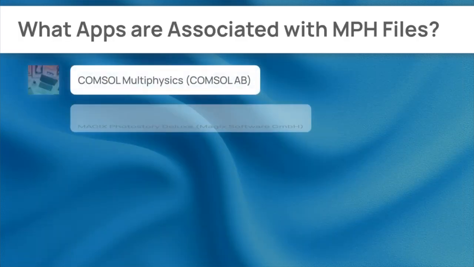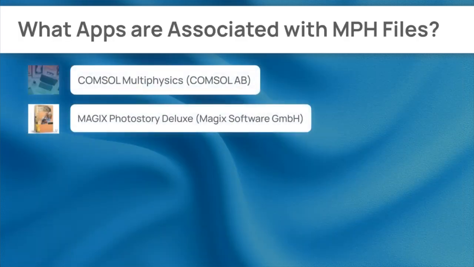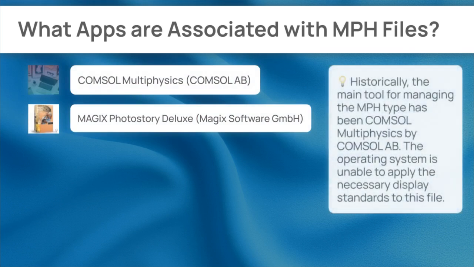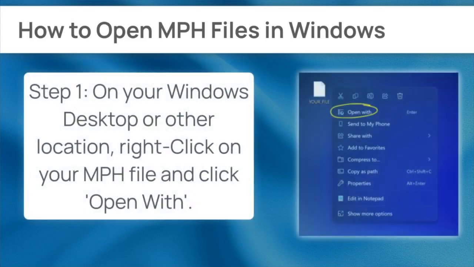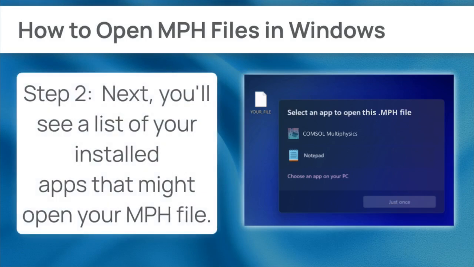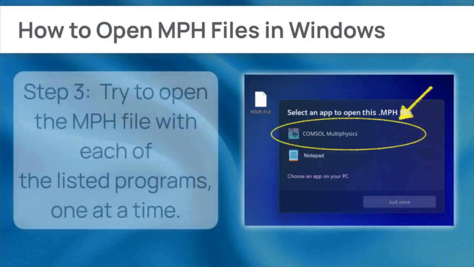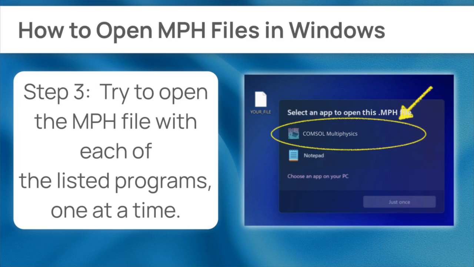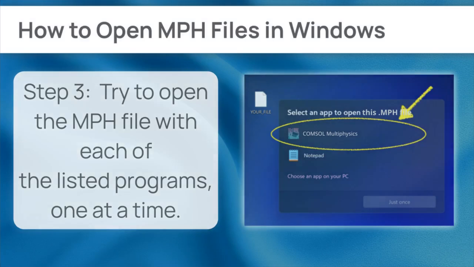The software default for the MPH file type is the solution provided by COMSOL AB's COMSOL Multiphysics. The operating system is unable to apply the necessary display standards to this file. Windows gives a basic description, but understanding the stored data requires compatible tools. Your reliable first step is the Open With action. Right-click the MPH file and select Open With. If COMSOL Multiphysics is installed, use it. If not, choose another program. We must find the application that works.